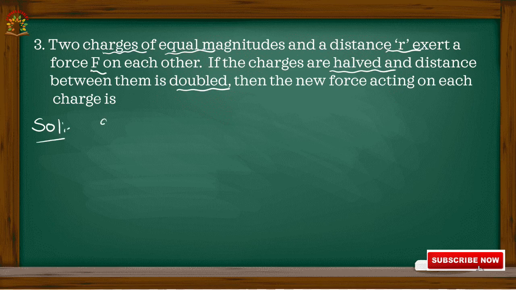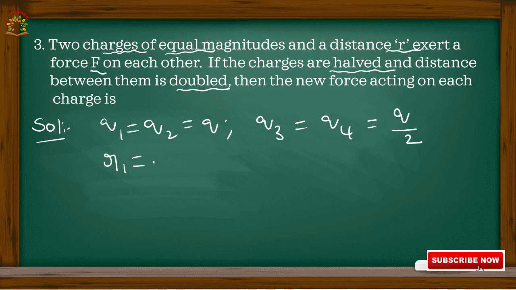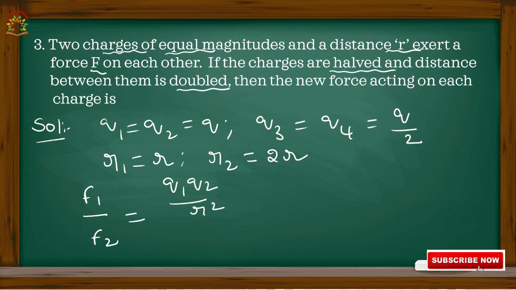Q1 is equal to Q2 is equal to Q, and Q3 is equal to Q4 is equal to half, that is Q by 2. The distances are R1 is equal to R and R2 is equal to 2R, since the distance between them is doubled. From Coulomb's law, F1 by F2, where F1 is Q1 Q2 by R1 square, and F2 is Q3 Q4 by R2 square.